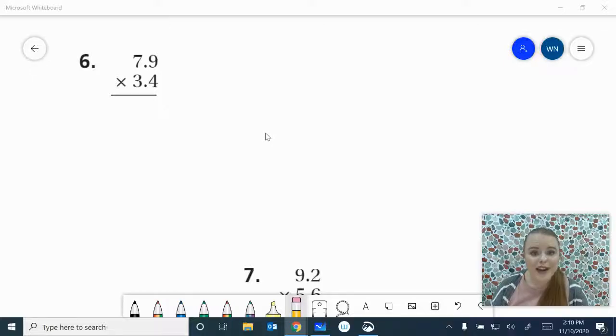Now it's time to get some practice in. Go ahead and meet me on page 273 in your Go Math book. We're going to be doing problems 6 through 11. I know that sounds like a lot of problems, but I think we need some practice with this.